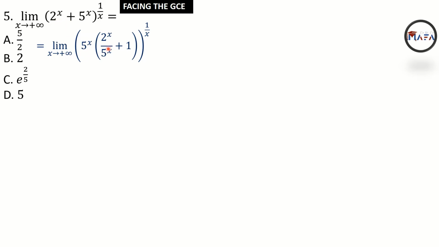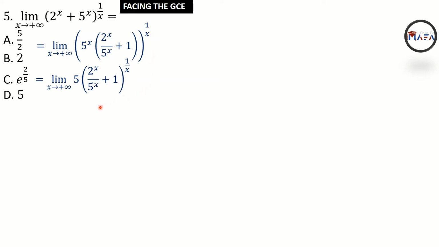We get this quantity. We use our laws of indices, so you have 5 raised to the power x raised to the power 1 on x times your interior here raised to the power 1 on x. But 5 raised to the power x raised to the power 1 on x, you just multiply the powers. So you have x times 1 on x, which is 1. So you just get 5 raised to the power 1, which is 5. And then you'll be left with this quantity inside here raised to the power 1 on x.